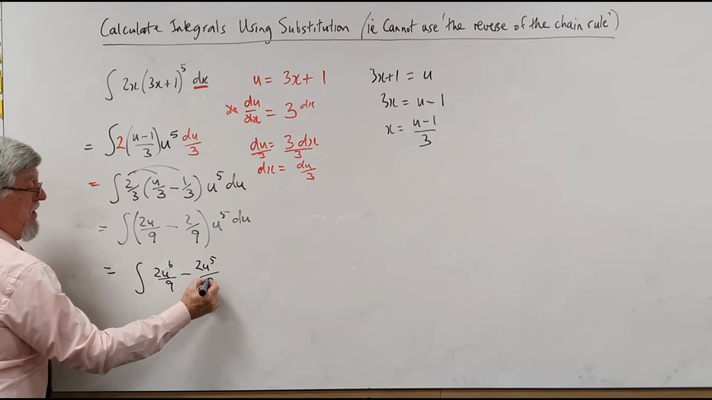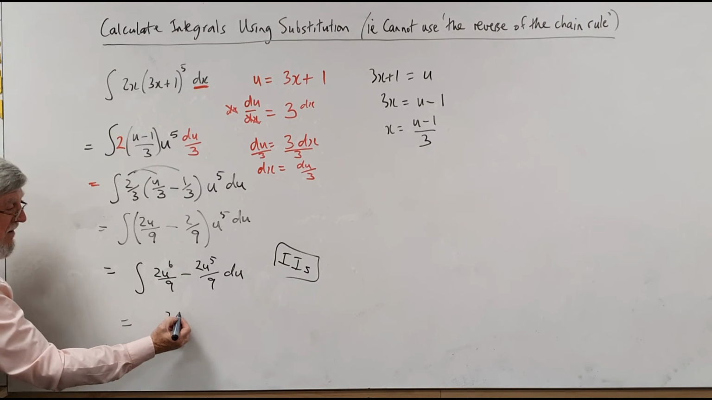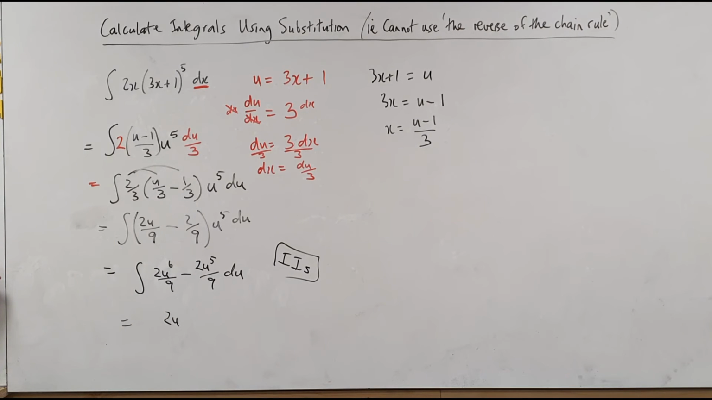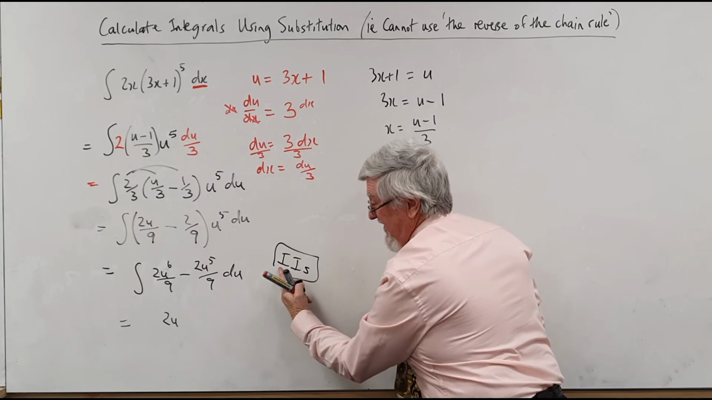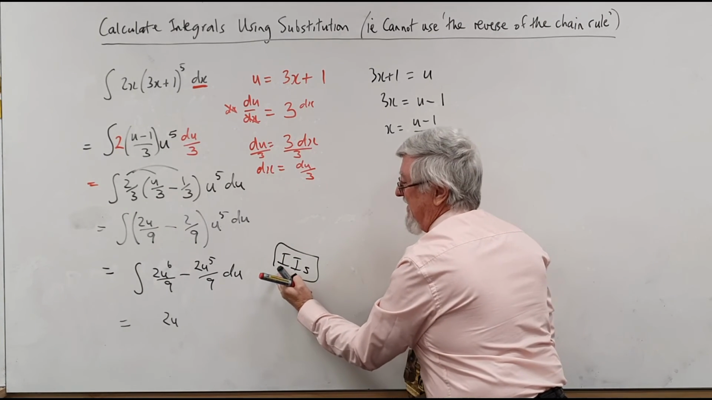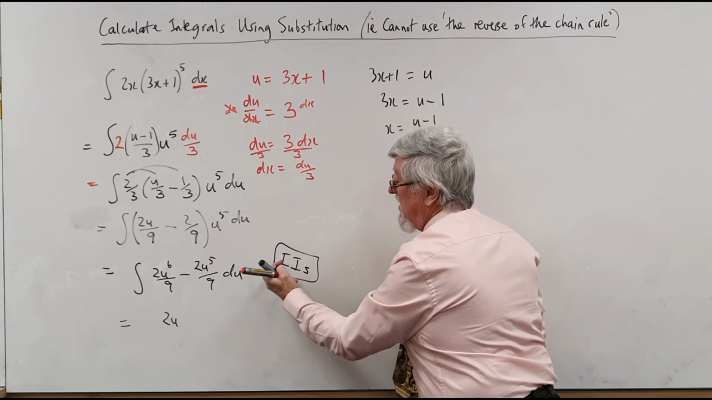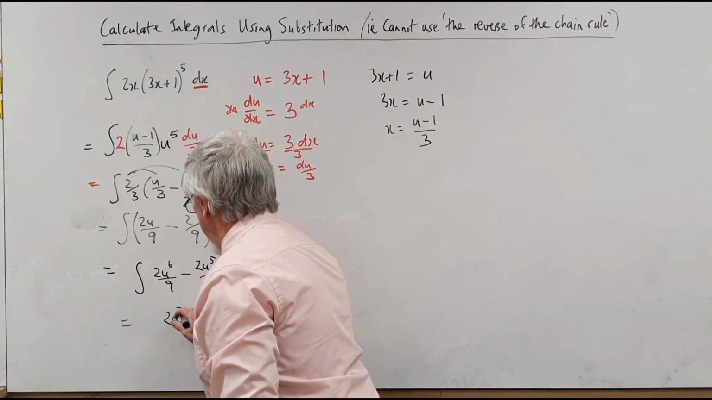Oh no, the 6 becomes a... Does it become a 5, Ethan, or does it become a 7? Oh, yeah, 7. Integration we increase. And see how you hesitated now? You'll hesitate again. Integration we increase. So you've got to keep thinking that. So you've got 2u to the 7.